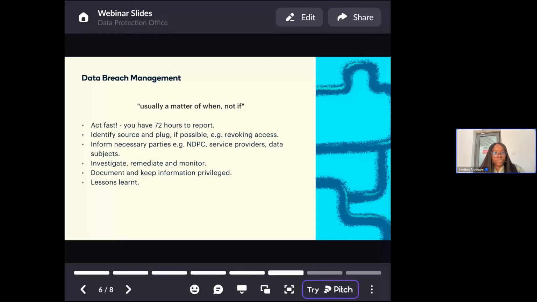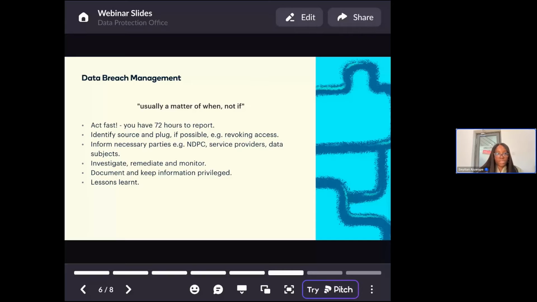And then the next step is to investigate, remediate, and monitor. So you have to investigate what may have caused the breach. Was it a vulnerability? Was it human error? And so on. And then based on your investigations, you'll be able to say, okay, this is how we're going to solve this problem. So you remediate and you monitor over the next few days, and I guess permanently, because monitoring is ongoing, to make sure that your fix is working and the breach does not reoccur.